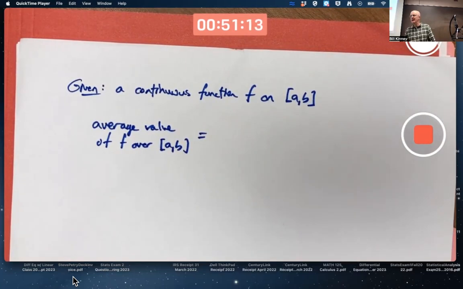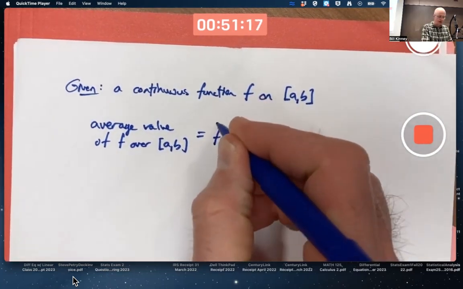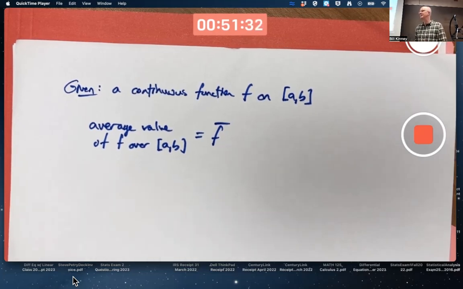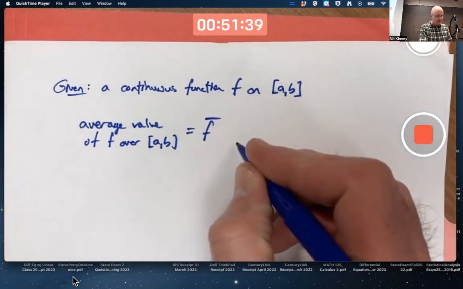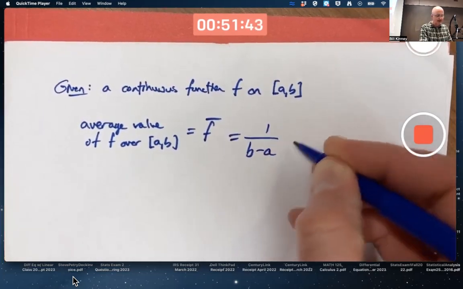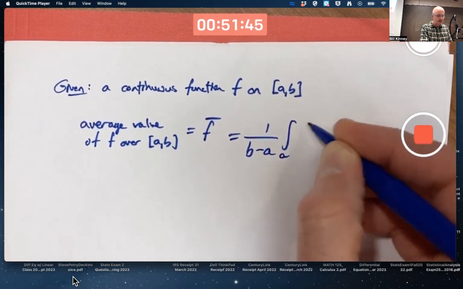Forgot to mention this with the first section, but I want to also denote this by a special symbol, f bar. This symbol is not a universal symbol for the average value. Some people write f sub AVE for average. I like f bar. It's kind of similar to symbols used in statistics for averages. It turns out to be defined to be 1 divided by b minus a times the integral of the function.